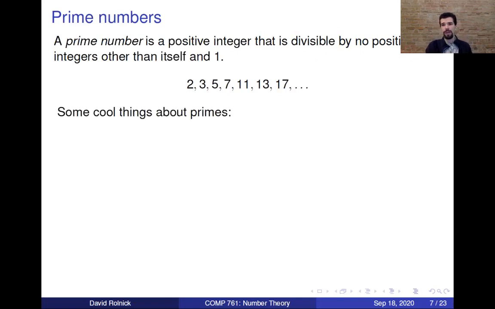Some cool things about prime numbers. There are a lot of cool things about prime numbers, but here are just a few of them. There are infinitely many primes. We've actually already proven this. That was in the contradiction class.